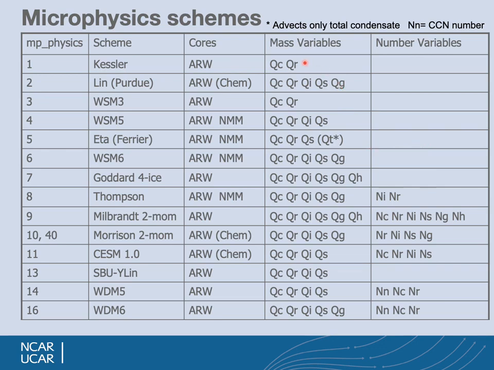So all of them will have cloud and rain and ice, and a lot of them have snow and graupel, and then some additionally have hail. And then the number concentrations also go with many of these, a subset or all of those species as well.